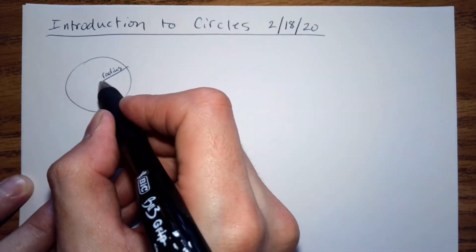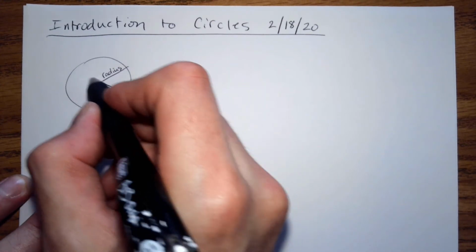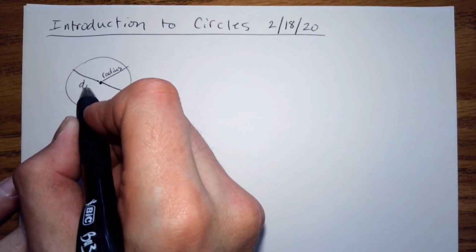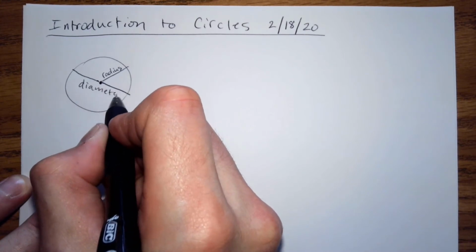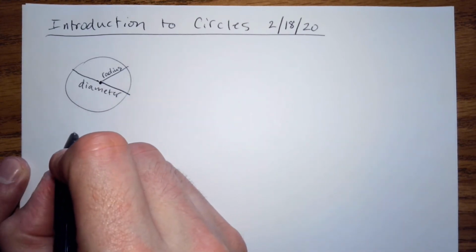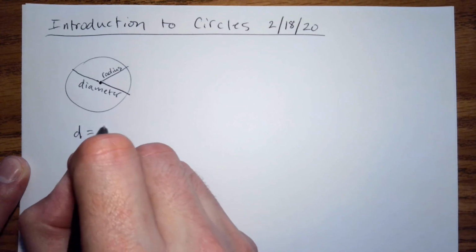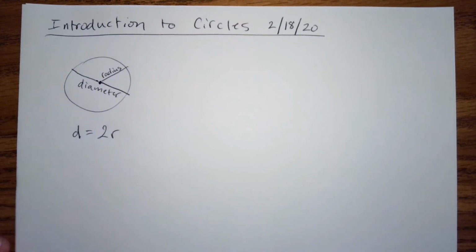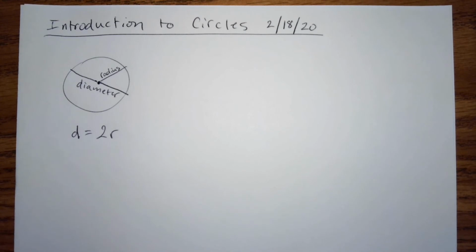And two radii is the diameter. So diameter equals 2 times the radius, or the radius equals half of the diameter. These terms, hopefully we already know.